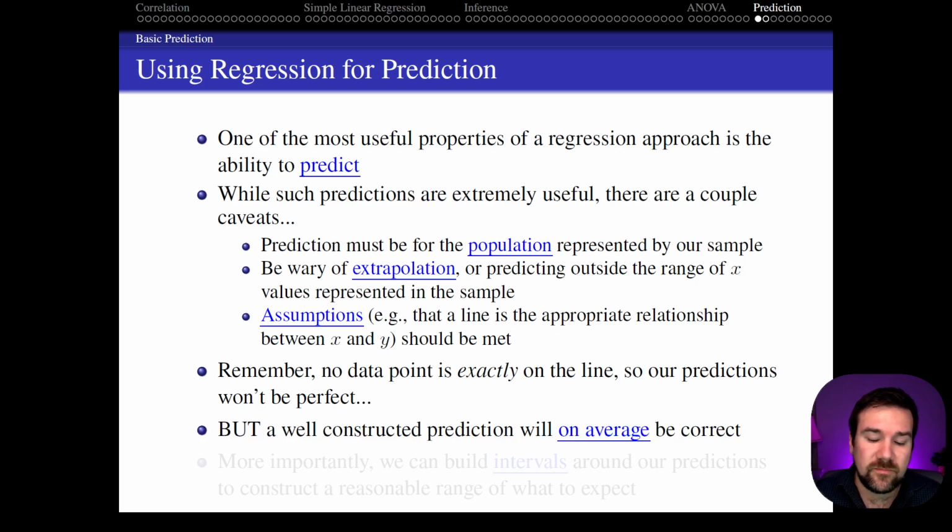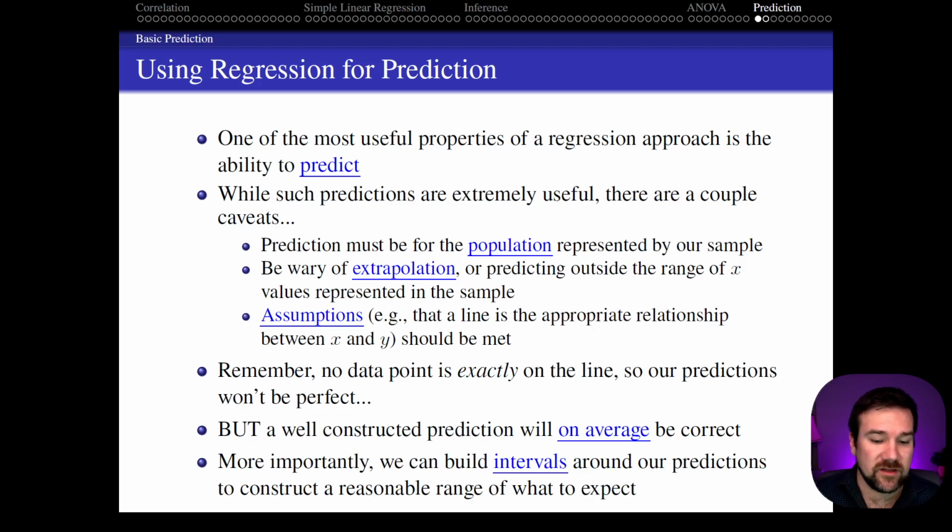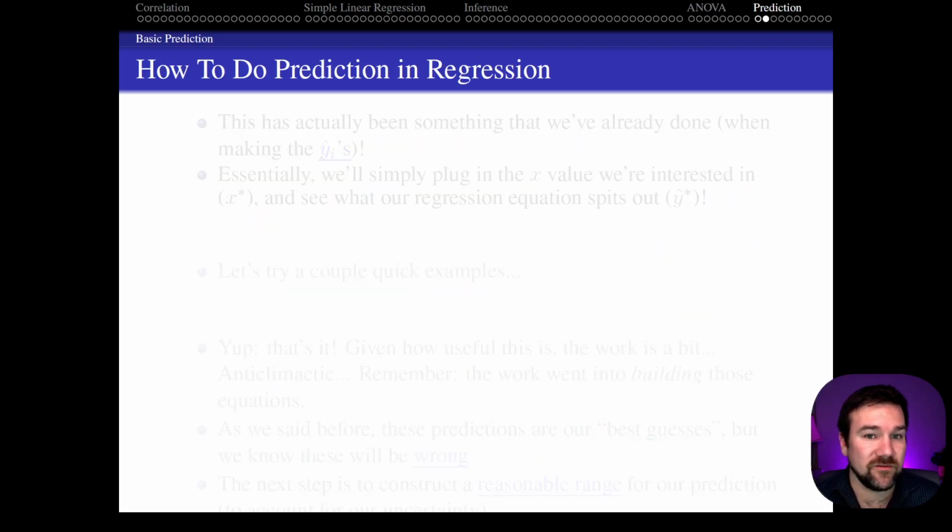It's just going to be off a little bit. But with that said, on average, the predictions should be right, given the caveats above. And in addition, as I referenced just a moment ago, we can build intervals around predictions if we build our predictions mathematically, such that we can be confident that the predicted value will fall within that interval with a certain amount of confidence.